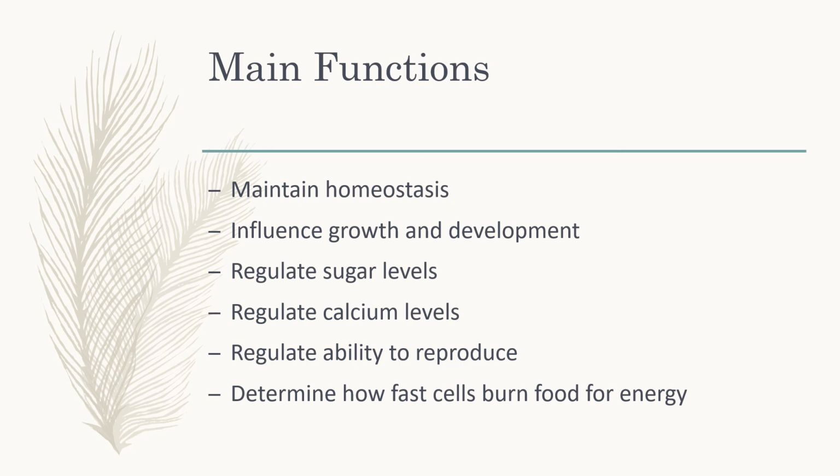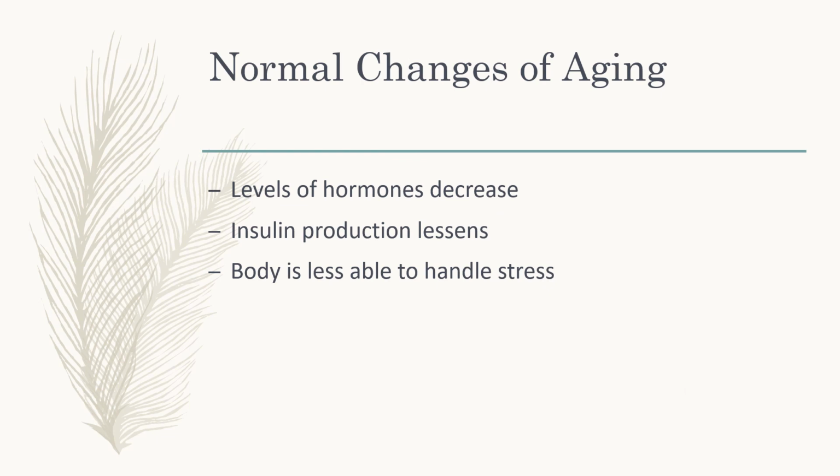The main function of the endocrine system is to maintain that homeostasis, influence the growth and development, regulate sugar levels, calcium levels, regulate the ability to reproduce, and determine how fast the cells burn your food for energy. Normal changes in aging would be your hormone levels decrease, insulin production lessens, and your body is less able to handle the stress.